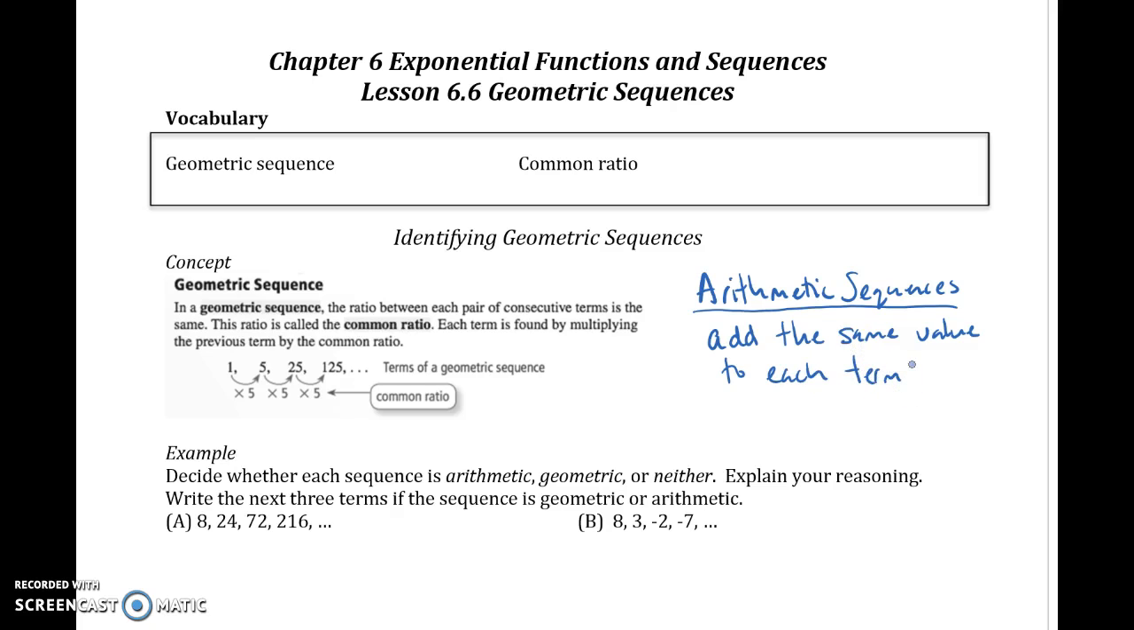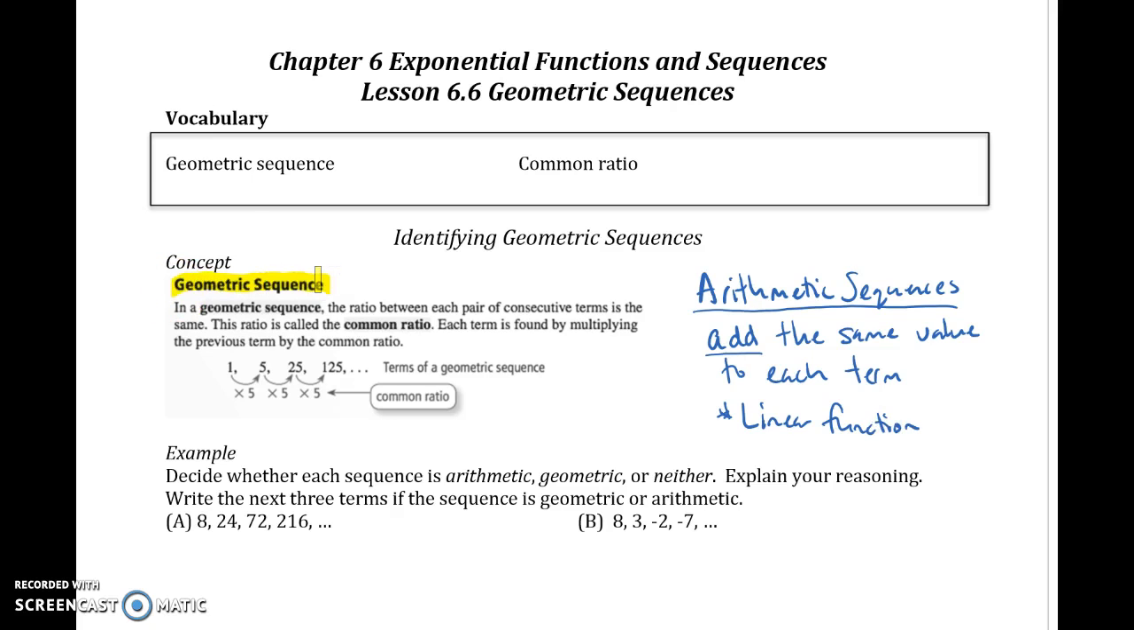So you could be adding 1 every time, adding -5 every time, or adding 1/8 every time, but you're adding or subtracting, and this creates a linear relationship or a linear function. So what we're going to be looking at today is a geometric sequence.